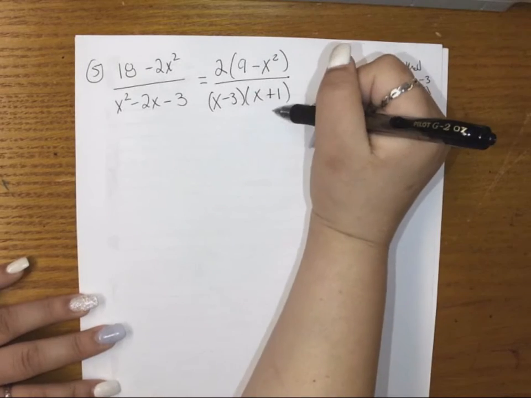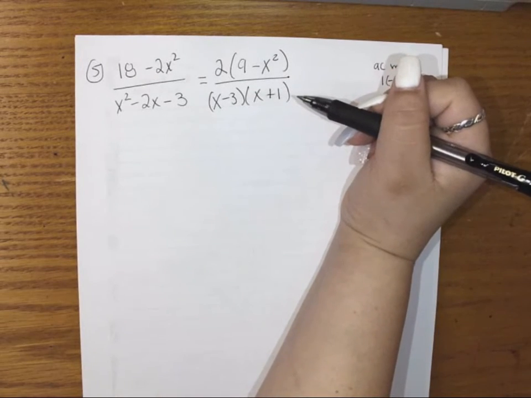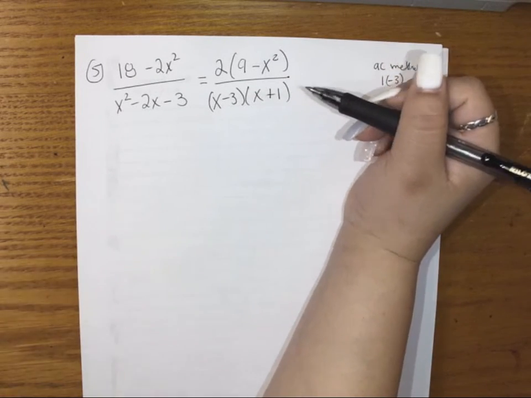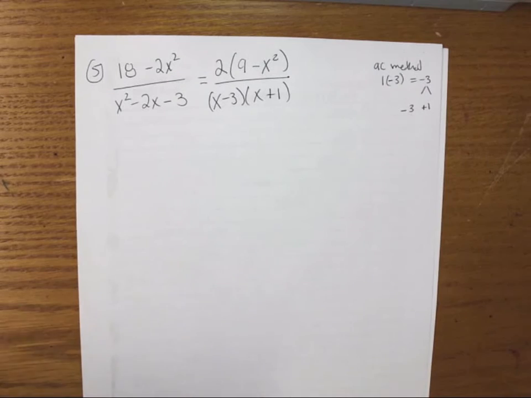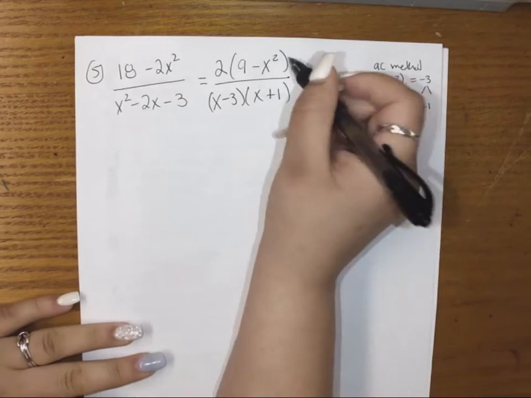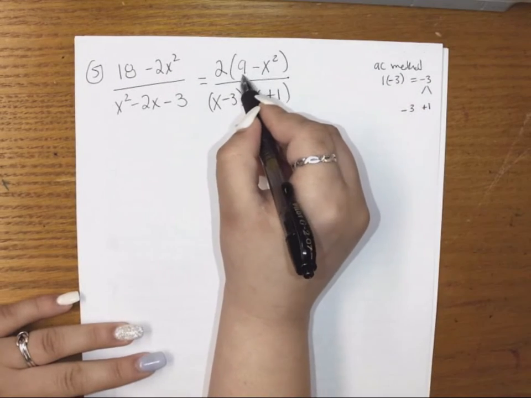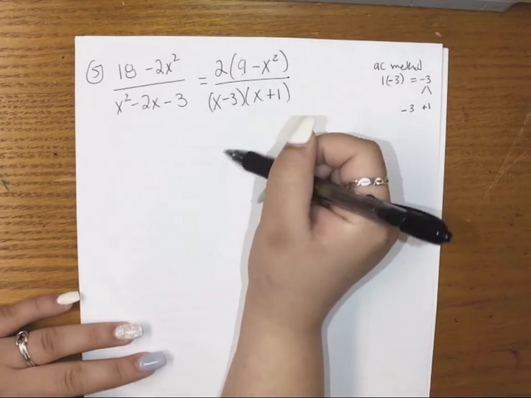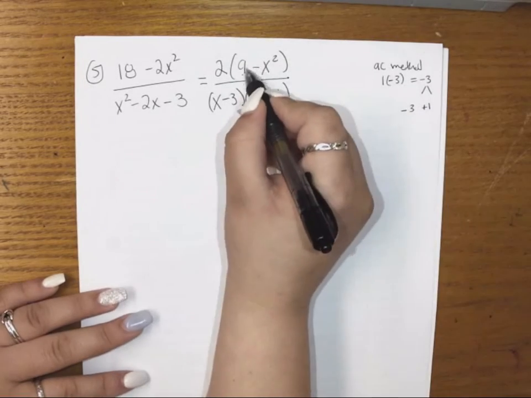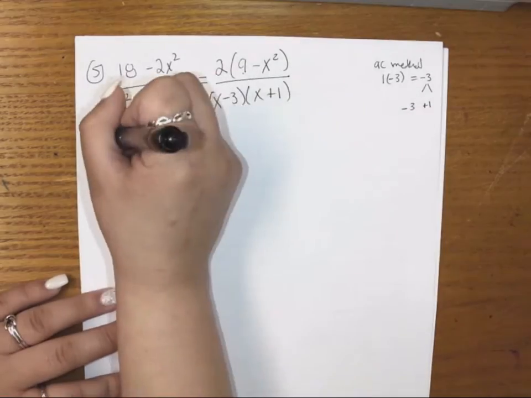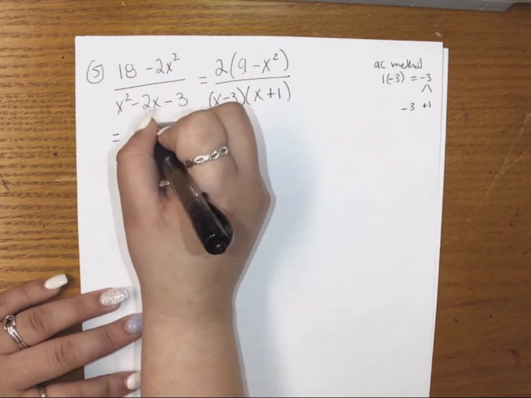And now I look at the top and bottom. It seems like nothing factors yet. Nothing cancels yet. So that means we might not be done factoring yet. So I look at the top. 9 is a perfect square, and x squared is also a perfect square. So we can recognize that that is the difference of squares.